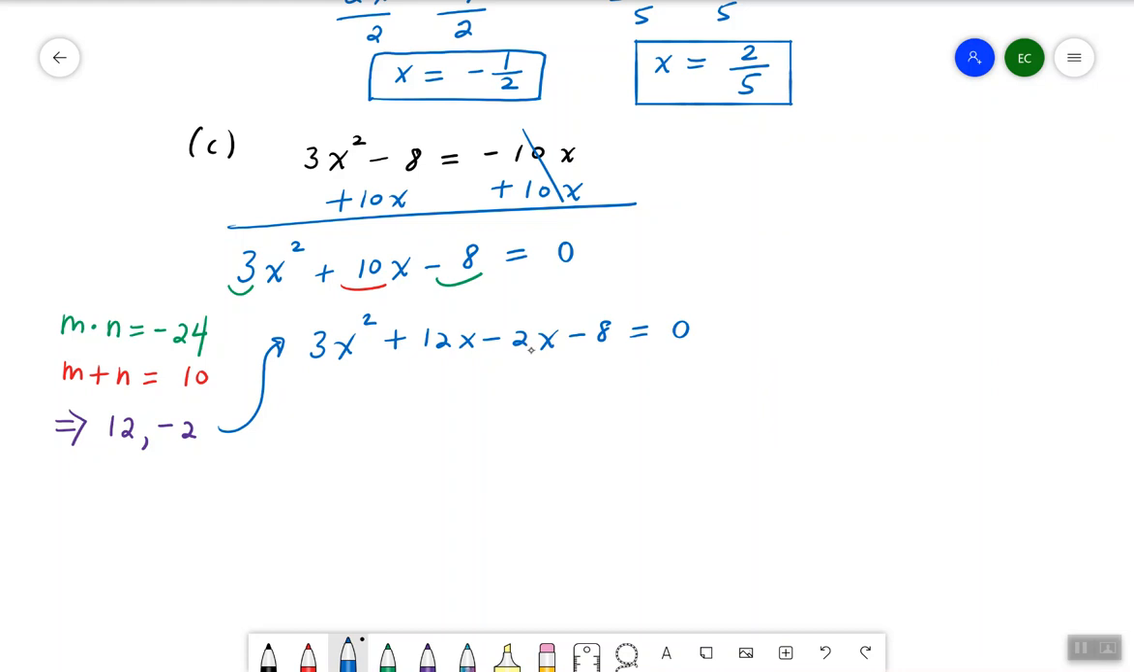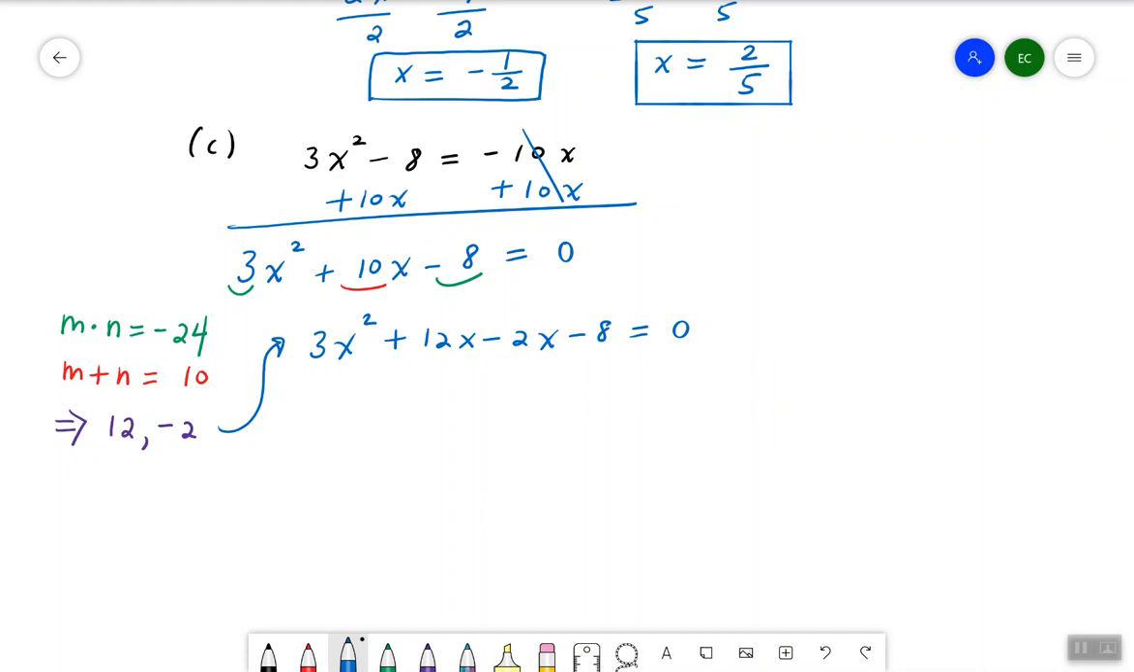Would it matter if you wrote minus 2x first and then 12x after that? No, it wouldn't matter. The next step or two would look a little different, but then you would wind up with the exact same factors at the end. You might try that if you want.